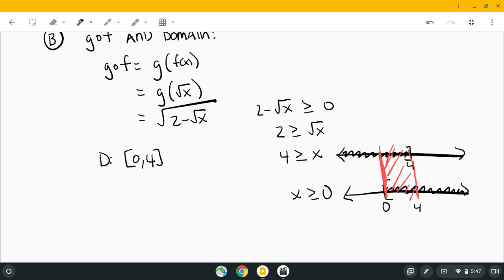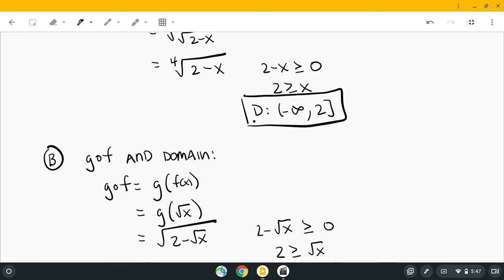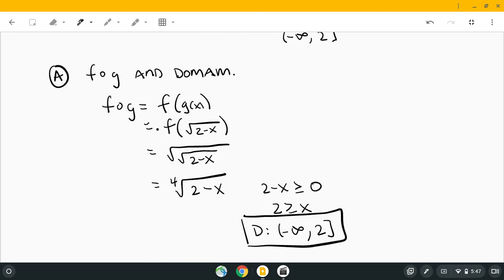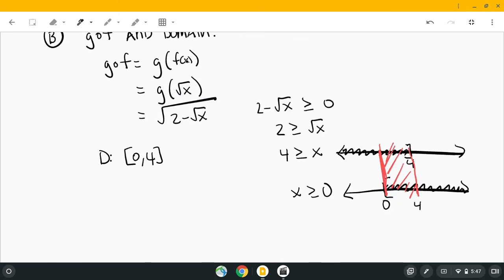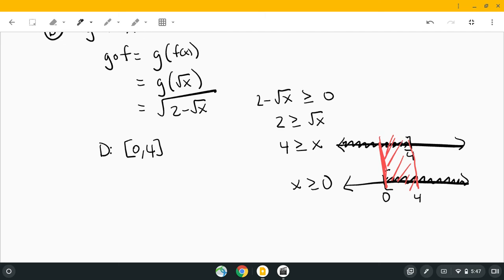Okay, so that's why you have to be careful. You can't just take the domain of this final function right here. You have to take the domain of this final function combined with this one, because this is the one that we plugged in over here. Okay, so it's the final function together with this one. All right, let's take a look at this next one, letter C.